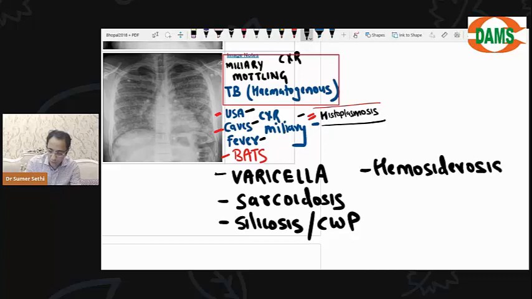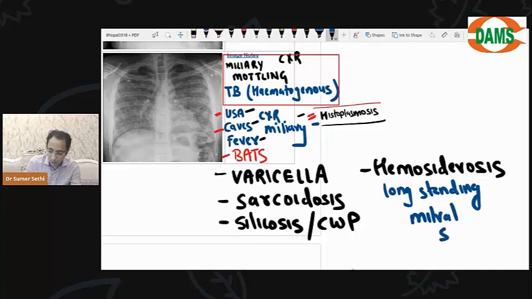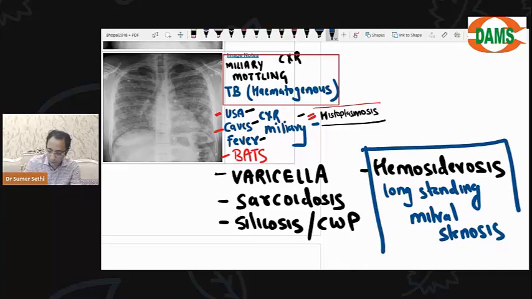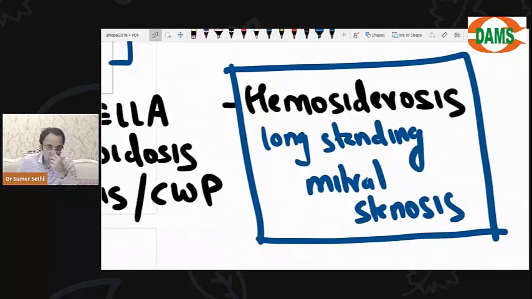hemosiderosis, which happens due to long-standing mitral stenosis. Rare cause, but it is possible. Long-standing mitral stenosis will lead to pulmonary venous hypertension, and which will lead to hemosiderin deposition in the lung, which can also look like miliary appearance.